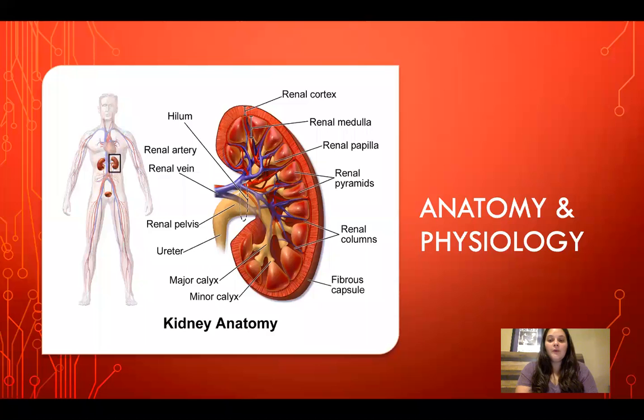We have the renal artery that supplies blood to the kidney. We have the renal hilum, which is where the kidney opens for the arteries and the nerves to enter, and the veins and the ureter to exit. We also have the renal pelvis, which is where the urine drains from. And we have the ureter, where the urine drains to get to the bladder.